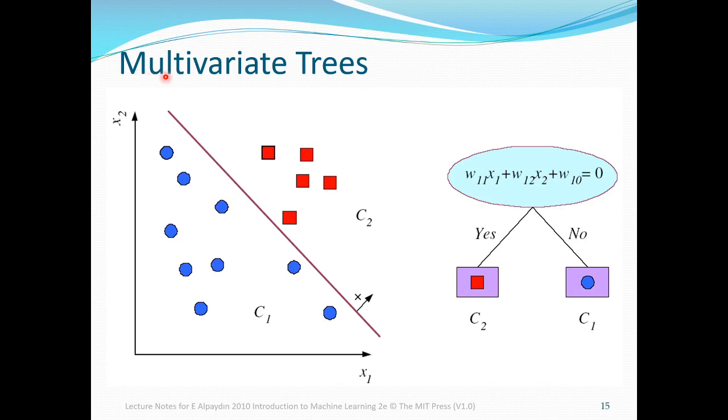Multivariate trees. Multivariate trees are decision trees that use multiple variables. A multivariate decision tree is not restricted to splits of the instance space that are orthogonal to the feature's axis.